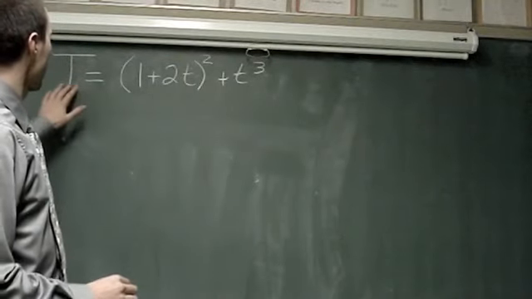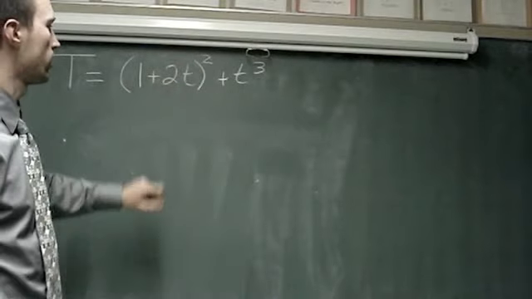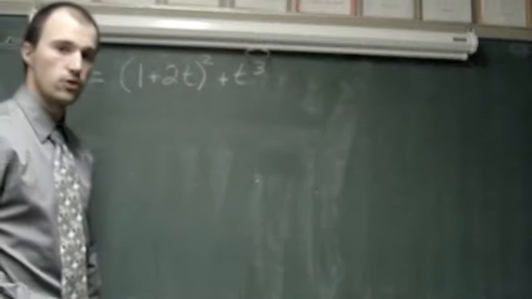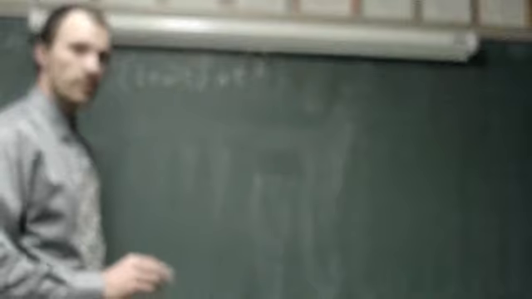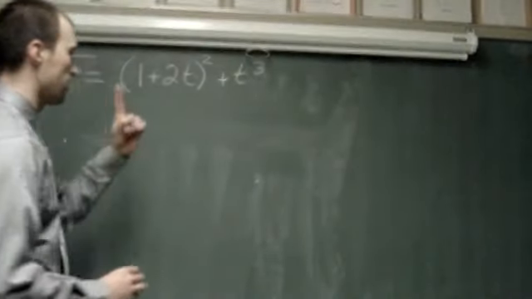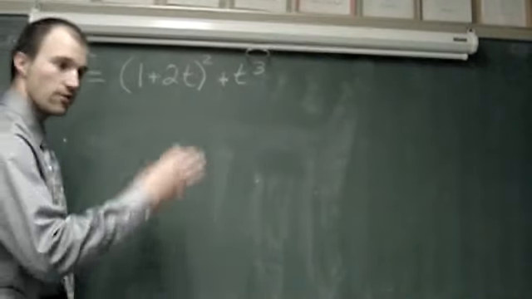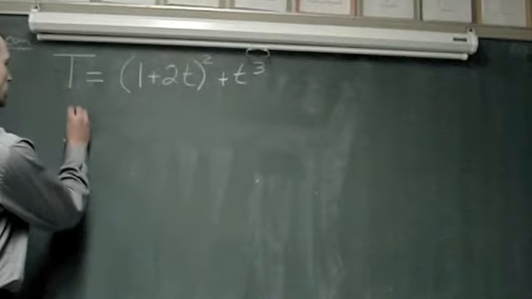So here we have capital T equals (1 plus 2t) quantity squared plus t cubed. To find my second derivative with respect to t, this is what we're going to do. We're going to find the first derivative first, and then we're going to find the derivative of the first derivative. So this looks like this.